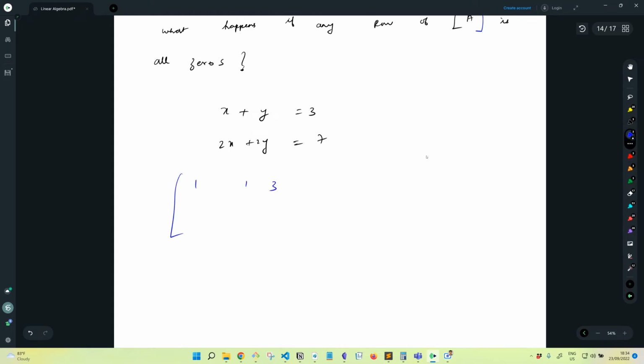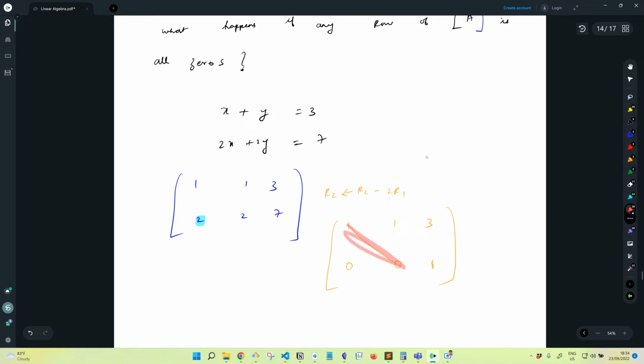Now let me take the augmented matrix for this. Augmented matrix will be 1, 1, 3, 2, 2, 7. Now if you want to convert this to RREF, what you will do is make this entry 0. To make this entry 0, you will do R2 equals R2 minus 2 times R1. And when you do that, you will have 1, 1, 3. Observe that the second row will become 0, 0, and 7 minus 2 times 3 will be 1.